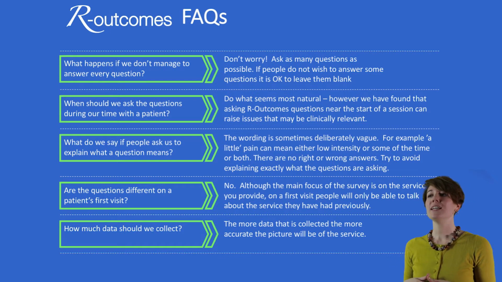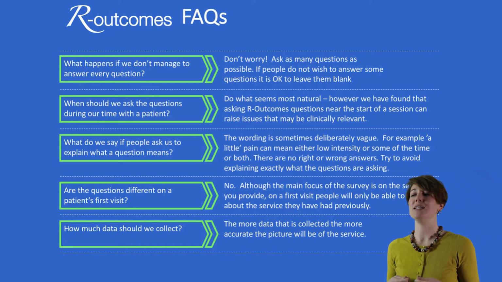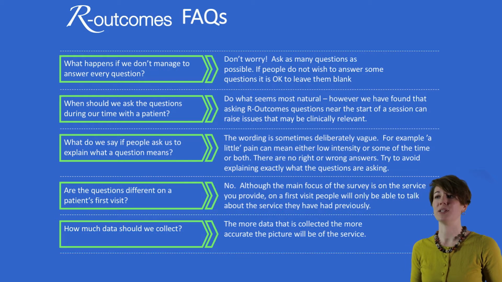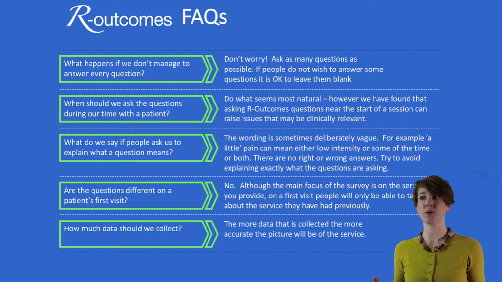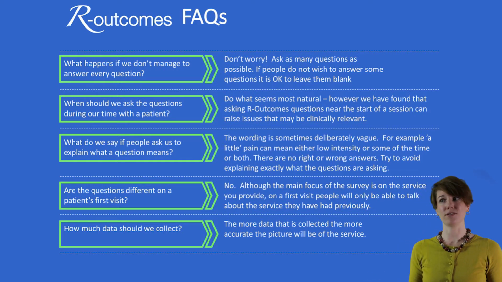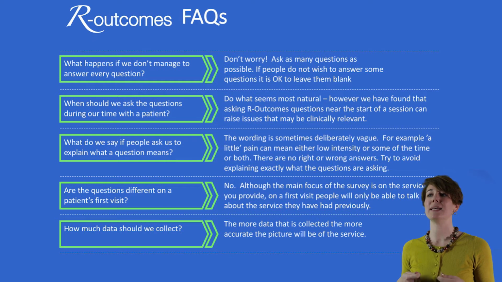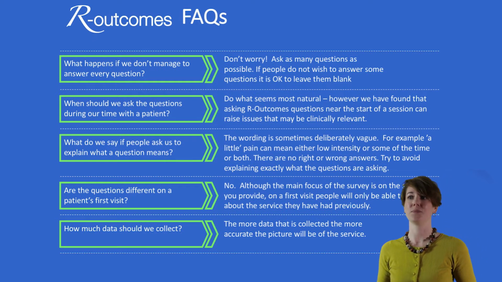What to do if people ask you to explain what a question means. The wording has been designed to be deliberately vague. For example, a little pain can either mean low intensity or some of the time, or it can mean both. There are no right or wrong answers, so try to avoid explaining exactly what the questions are asking.